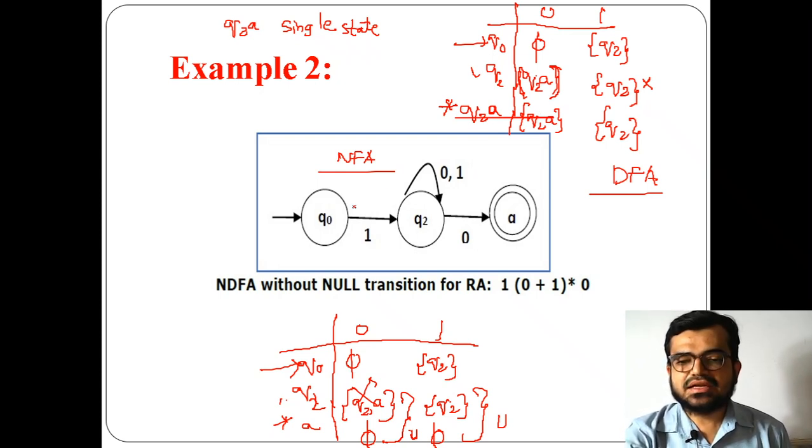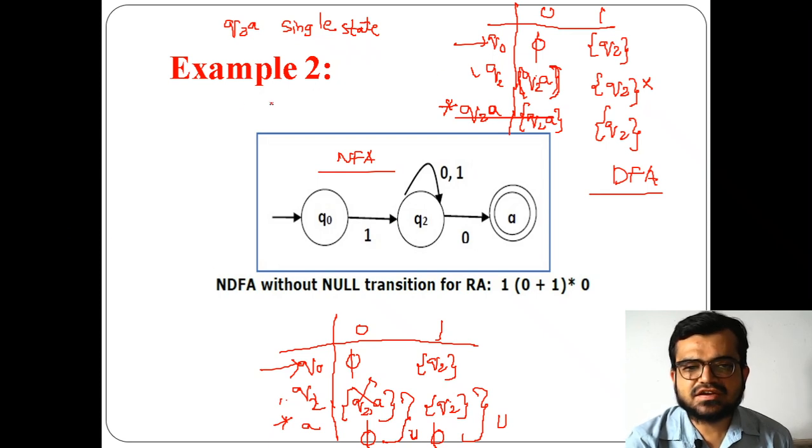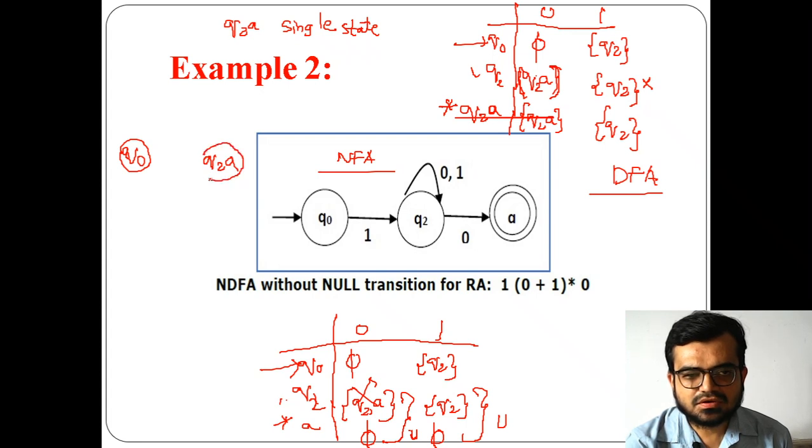So in that way, if I draw the DFA, what is going to happen? What states are available? If I take here Q0, and what is the next state? Q2 is there. I'm taking here Q2A because this is the final state, and this I'm taking as Q2 here. Now this is my initial state.